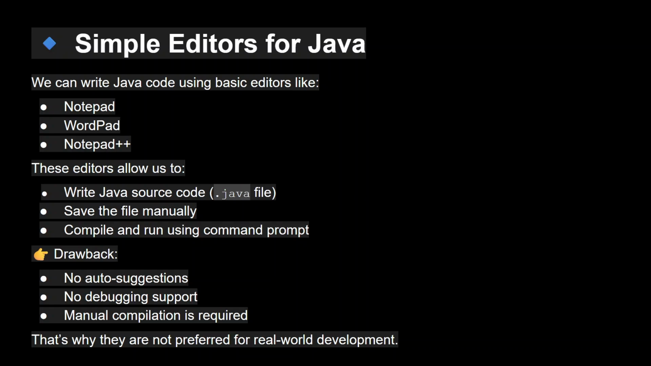These IDEs have not existed for so many years. People used to code, so what editors did they use in their initial days? You can write Java code using basic editors like Notepad, WordPad, Notepad++. These editors allow us to write Java source code, that is a .java file. Then we need to save it manually, compile it, and run it using the command prompt. And I can tell you how we do that. But nowadays, no one uses these because we have IDEs that make our task so easy.